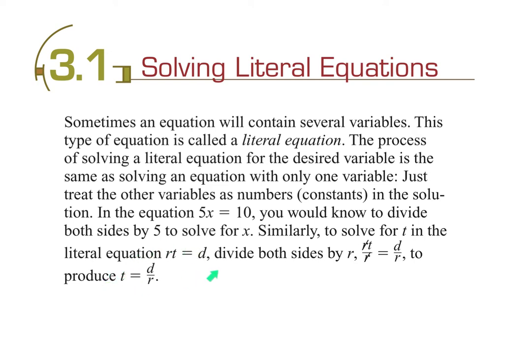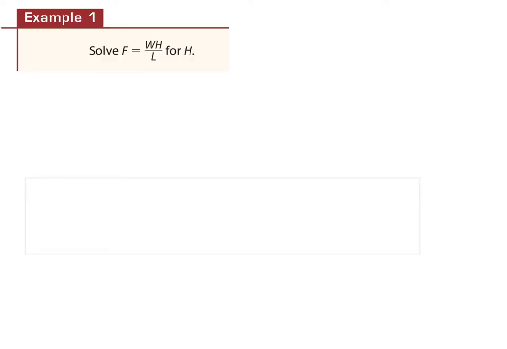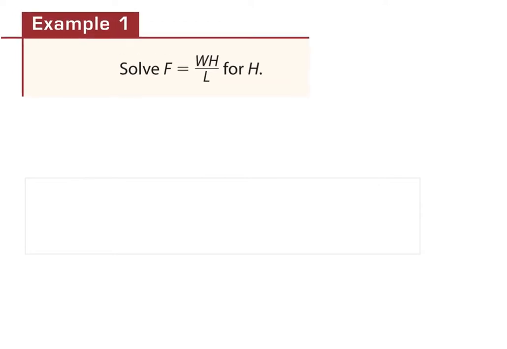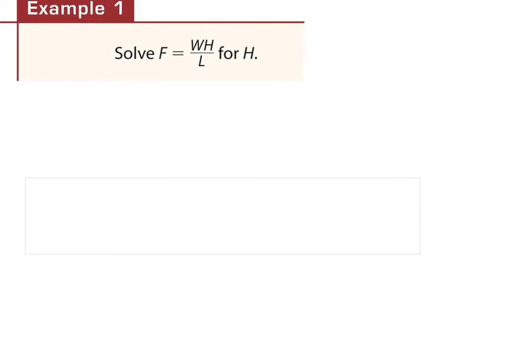We don't have any numbers, so to speak, in here. We're looking for specific variables. So let's look at this first example. F equals W times H divided by L. All letters here, and they specifically want us to get the H by itself. So what we're going to do is we would pretend that everything that we're getting rid of is numbers. What would you do if it were a number?